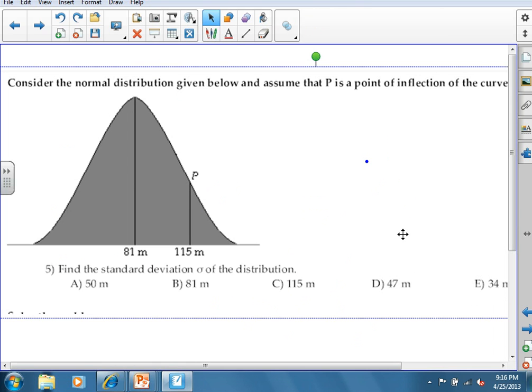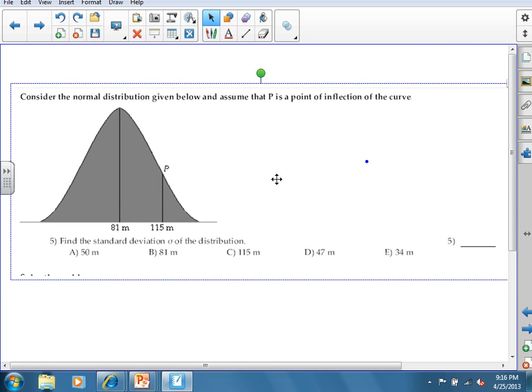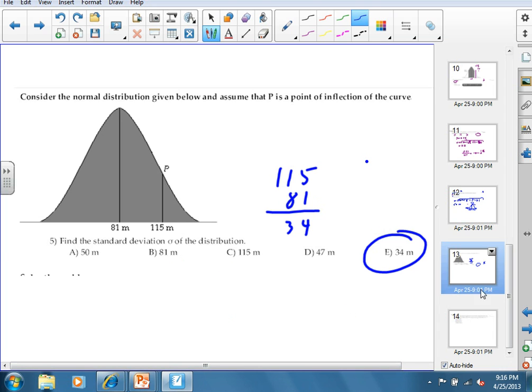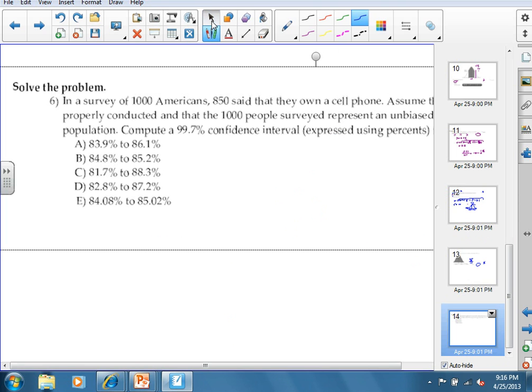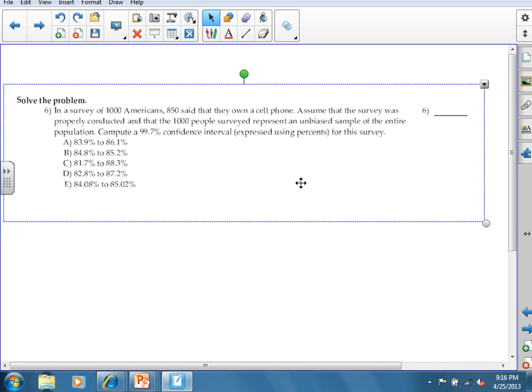Consider a normal curve distribution and assume P is the inflection point. What is the standard deviation? Let's see, 115 minus 81. The inflection point is where the standard deviation is. You remember that one, right? I mumbled something about that 3 days ago.